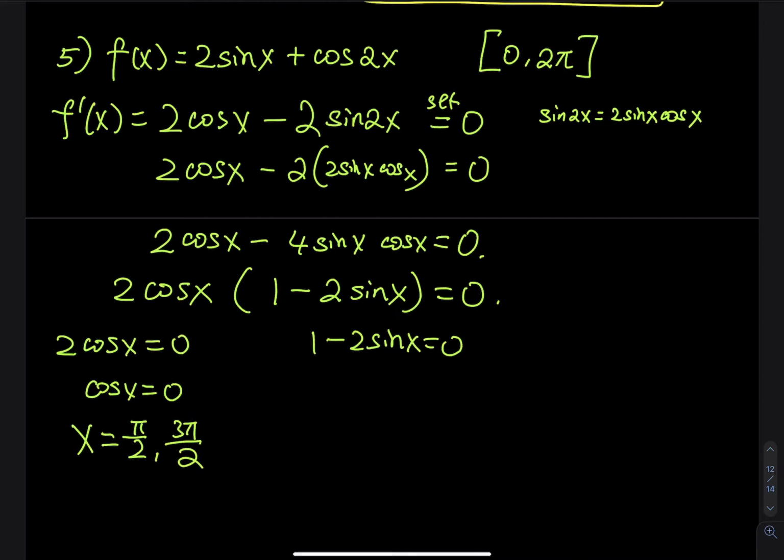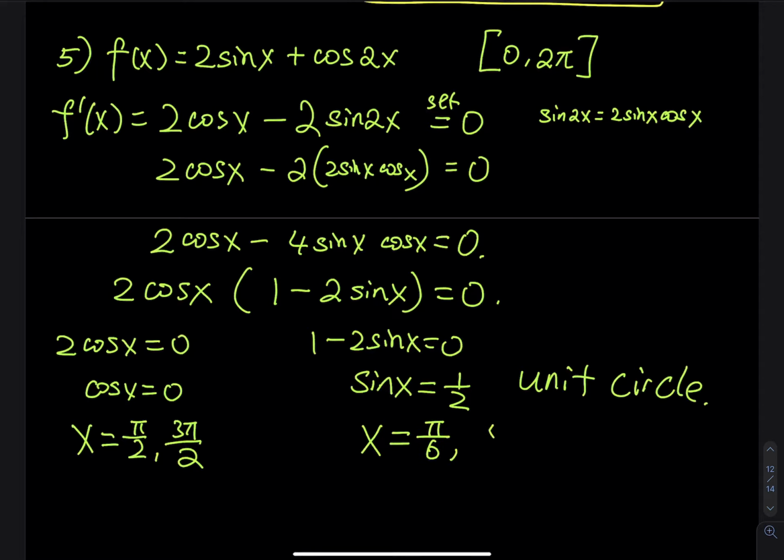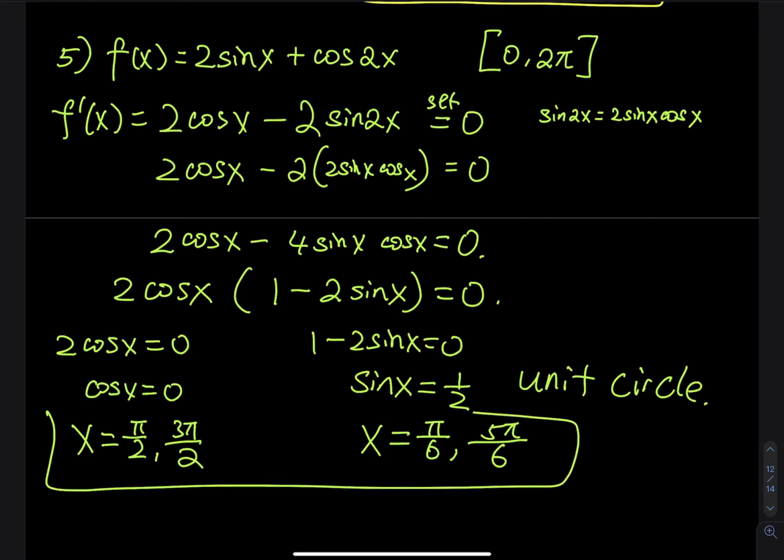And then this one is sine of x equals 1/2. Sine refers to y, so look at your unit circle. When y equals 1/2, there are two angles, x equals pi over 6 and 5 pi over 6. And these four are my critical numbers.